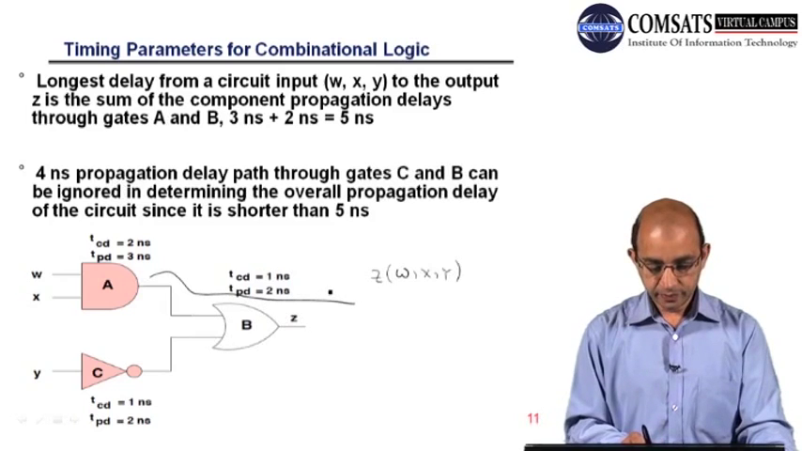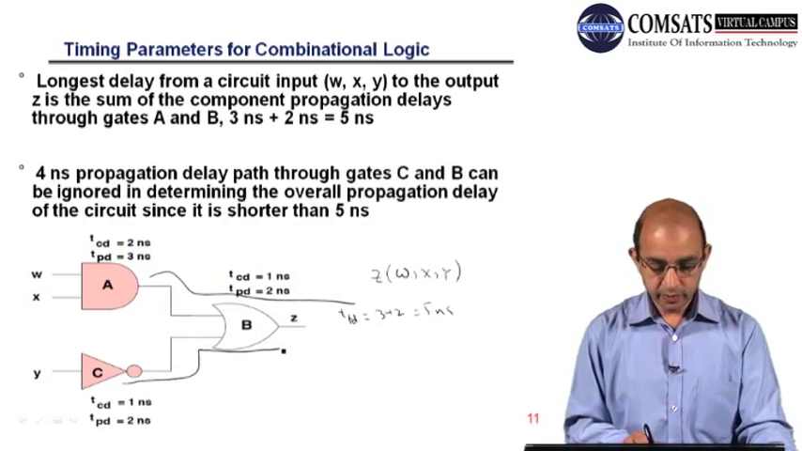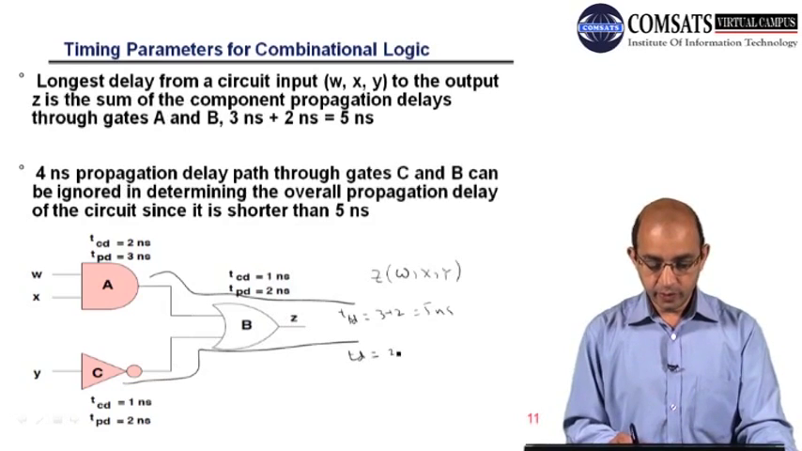So here we have TPD, 3 plus 2, 5 nanoseconds, right? So if I talk about this part, then I have TPD, 2 plus 2 is equal to 4 nanoseconds, right?